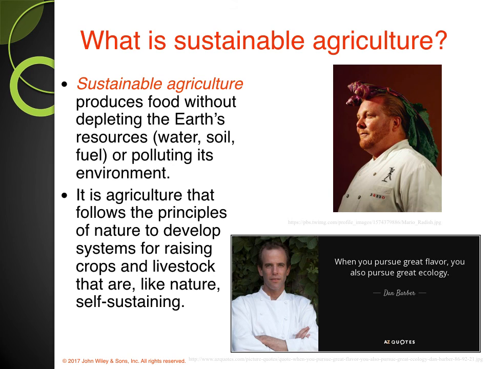What is sustainable agriculture? It produces food without depleting the earth's resources, water, soil, fuel, for example, or polluting its environment. It is agriculture that follows the principles of nature to develop systems for raising crops and livestock that are like nature, self-sustaining. So I have Dan Barber.